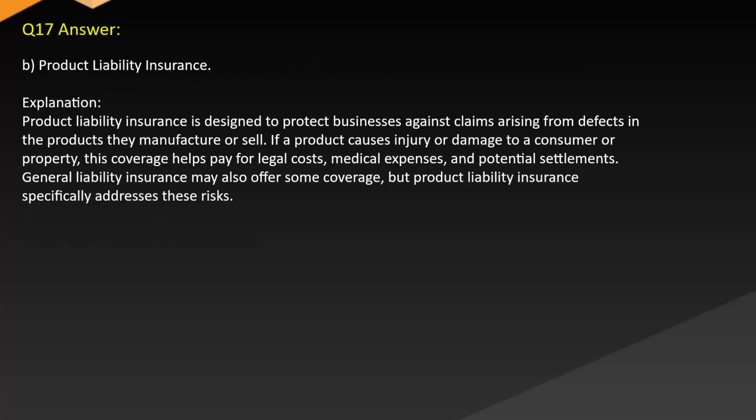Answer. B. Product liability insurance. Explanation. Product liability insurance is designed to protect businesses against claims arising from defects in the products they manufacture or sell. If a product causes injury or damage to a consumer or property, this coverage helps pay for legal costs, medical expenses, and potential settlements. General liability insurance may also offer some coverage, but product liability insurance specifically addresses these risks.